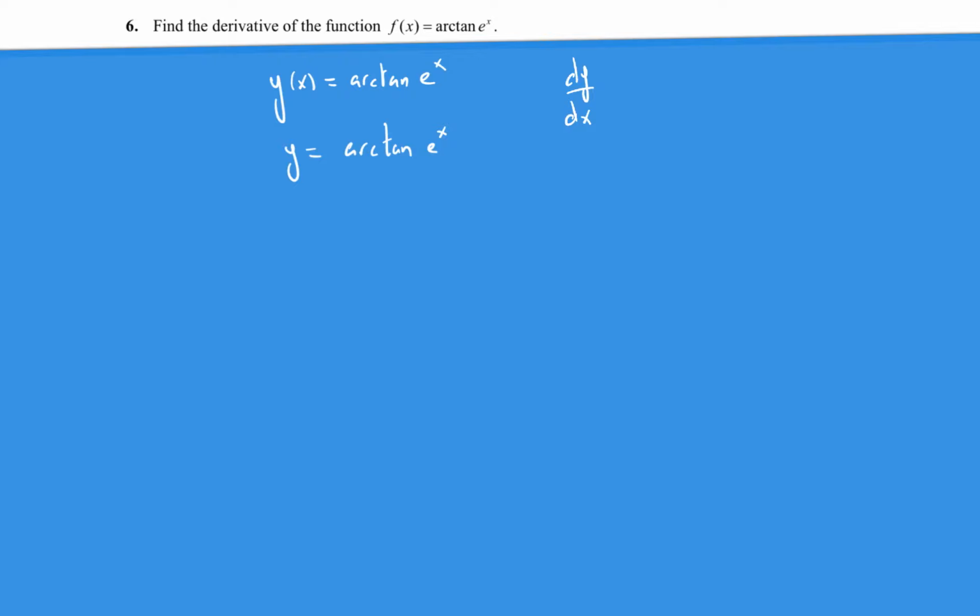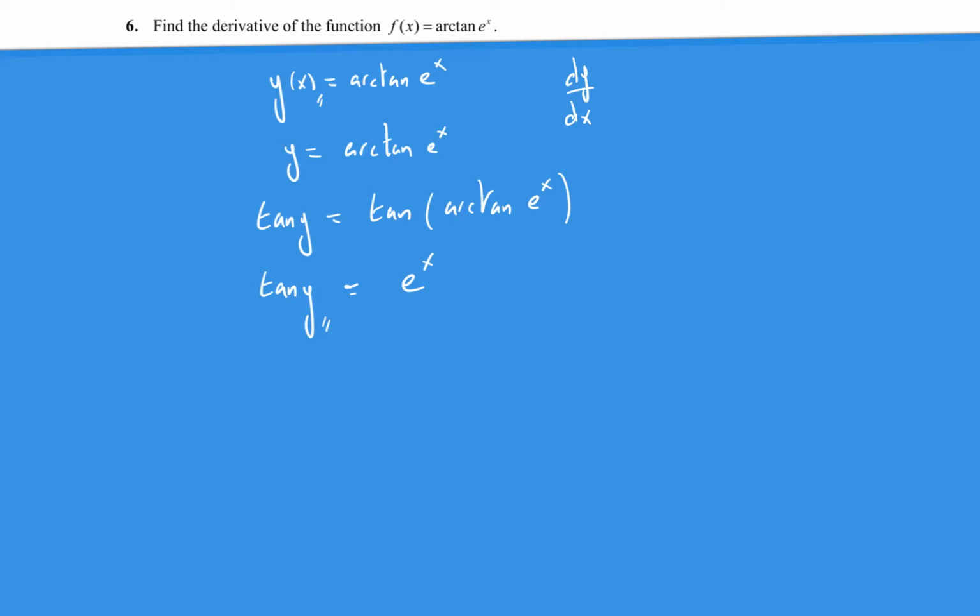So the best thing that I can do is to disarm this. How will I disarm it? Using tangent. Tangent of y will be equal to the tangent of arctangent of e to the x. So the tangent of the arctangent of something is that something. So the expression that I have is that tangent of y is e to the x. And this y is this y.